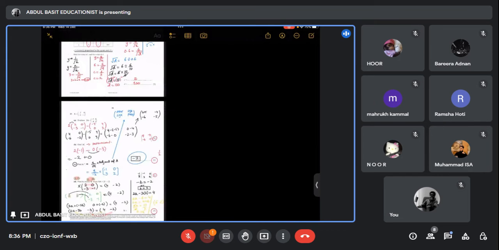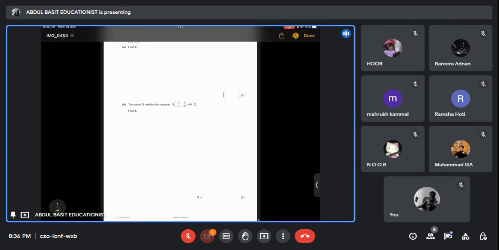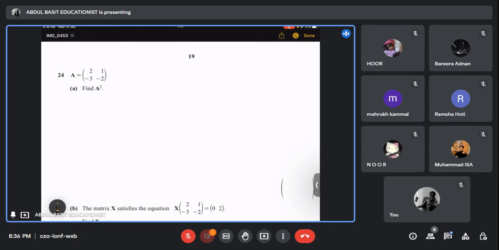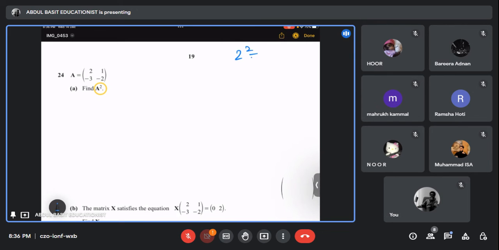So, done. Let's check some more questions, some difficult ones. Okay, Isa, now please pay attention. Only one question had a tricky part, so you will understand that part as well, okay? Okay, what does A square mean? A square means, we know that 2 square means 2 times 2, right, Isa? So it means that A square means A times A. So I think that's a piece of cake now.